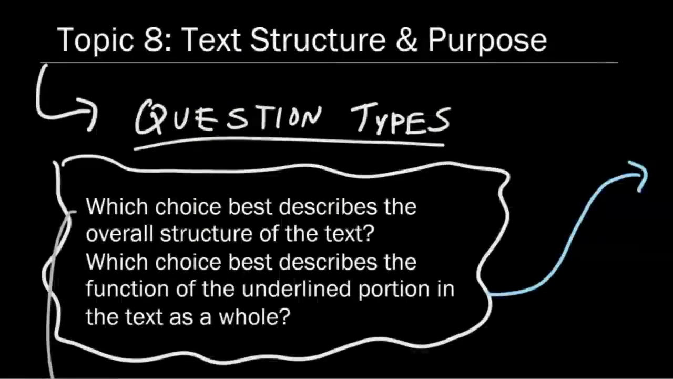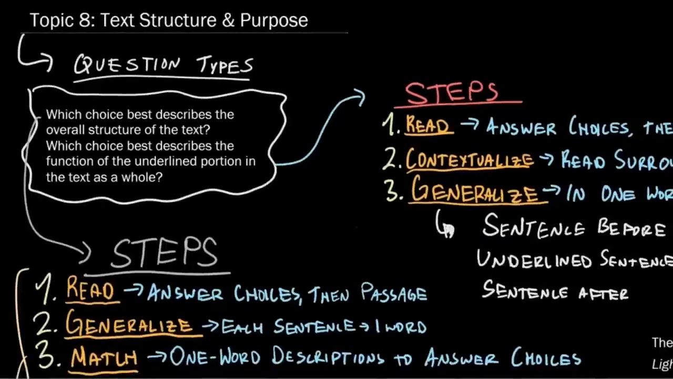All right. Topic 8, text structure and purpose. This is one of the most important skills that will show up on your SAT. Guaranteed these questions will be on there. There are only 2 question types, and I guarantee you there will be at least 1 or 2 of these questions on that exam. So the question types here: we have, which choice best describes the overall structure of the text. This is almost word for word on every SAT.